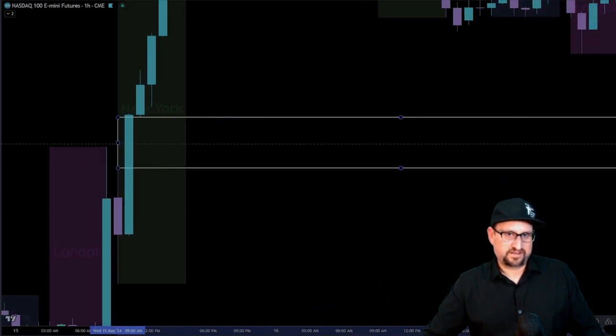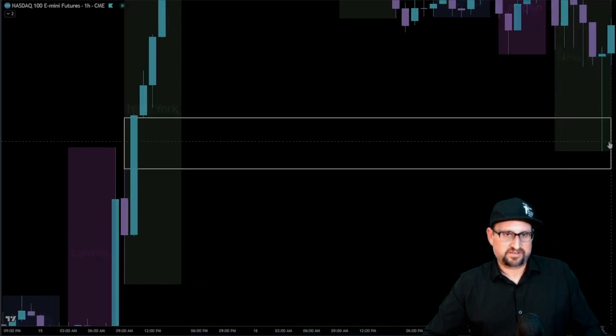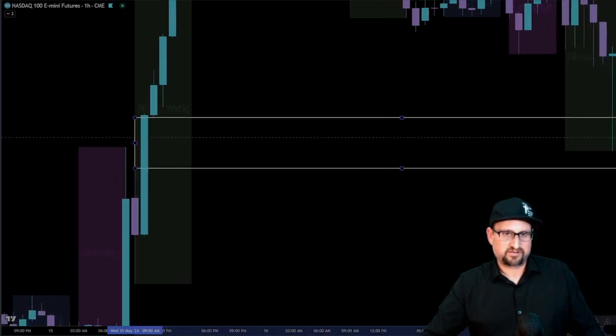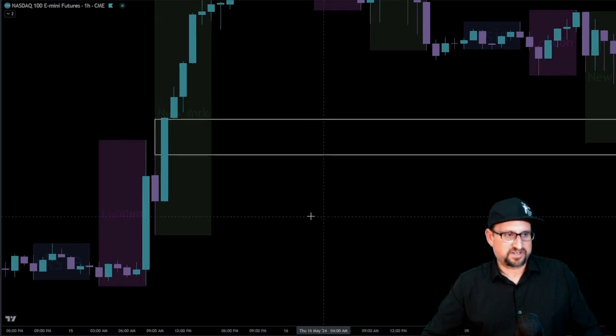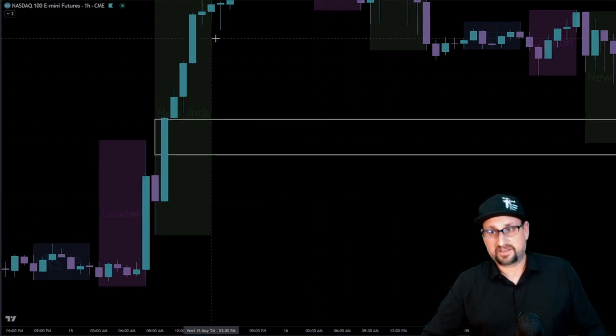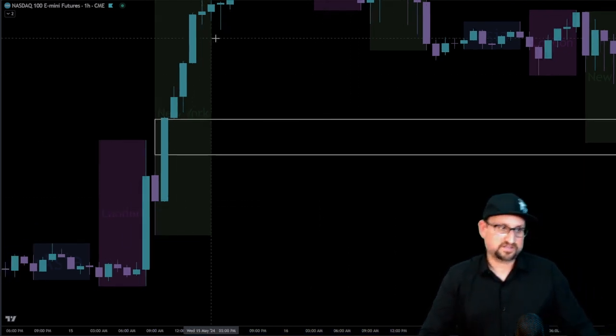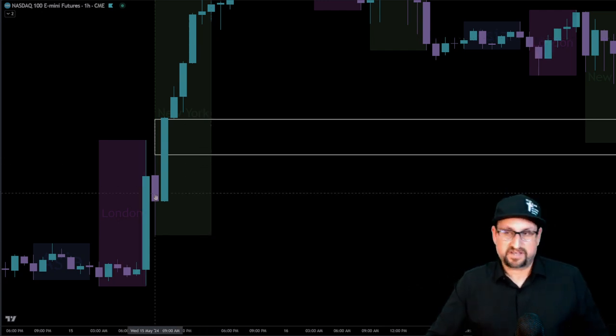Boom. Some fair value gaps are going to have more probability than others. Some are going to have higher probability and lower probability. Usually how I judge that is if they're all in one direction, I think it's going to be more powerful, because they're all pointing in the same direction. This one was a bearish candle right here.